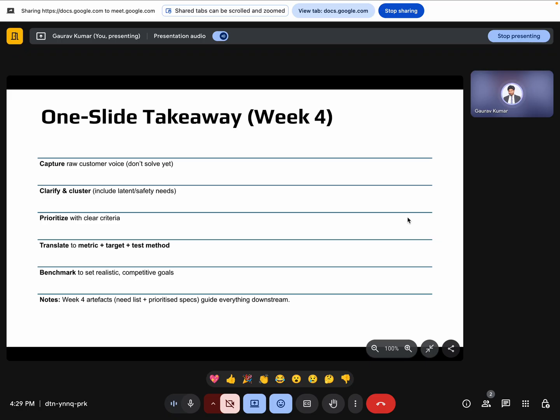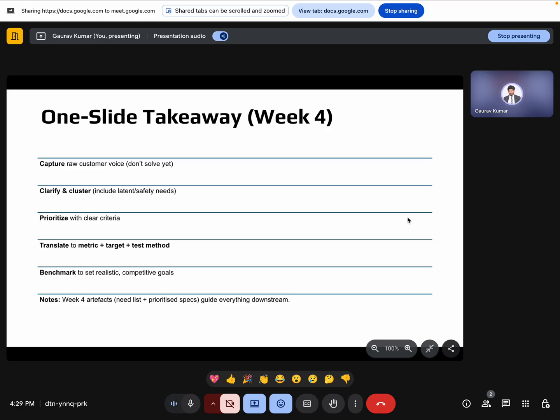which will guide engineering, sourcing, and quality in the weeks ahead. If we cannot test it, we cannot promise it, and if we cannot trace it back to a need, we risk solving the wrong problem, right?